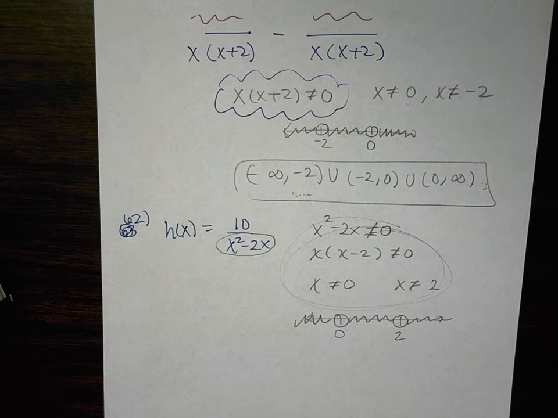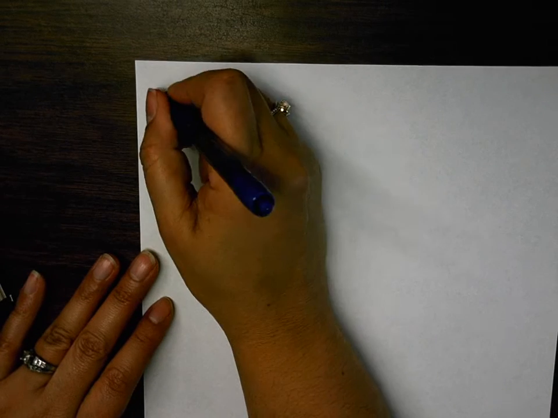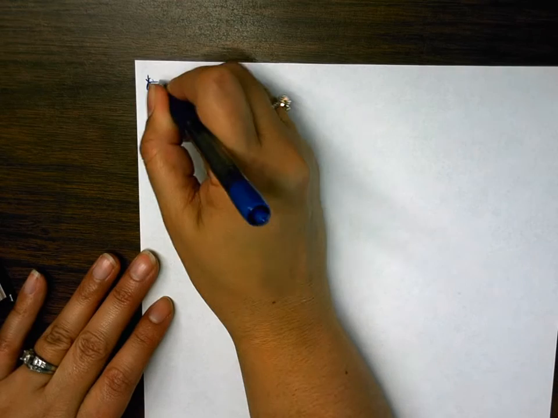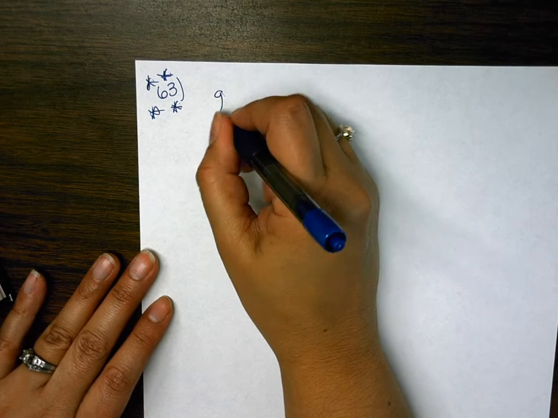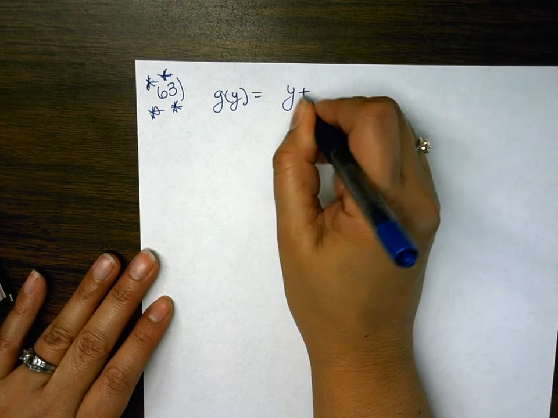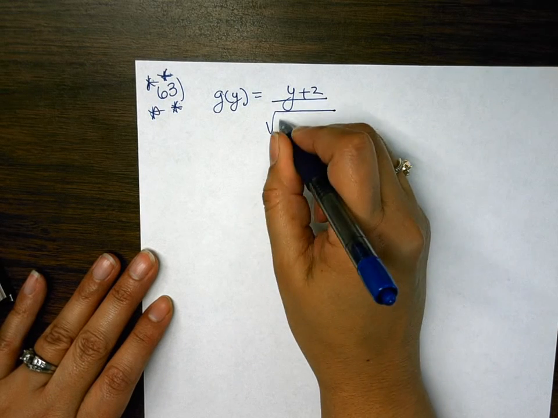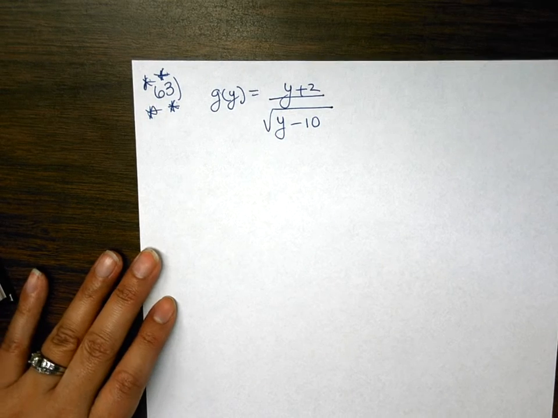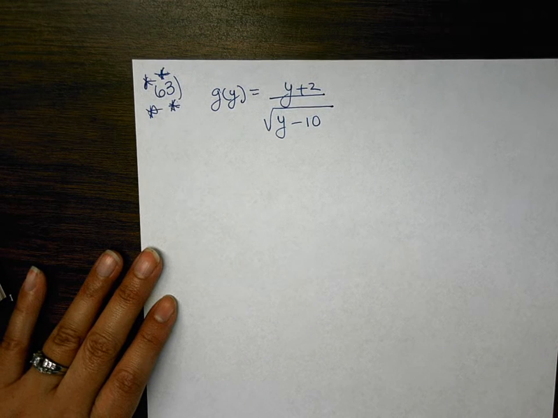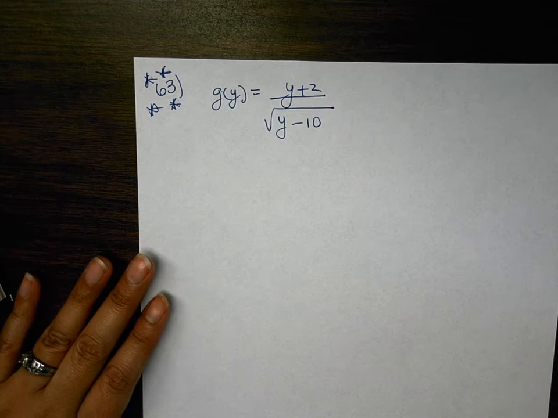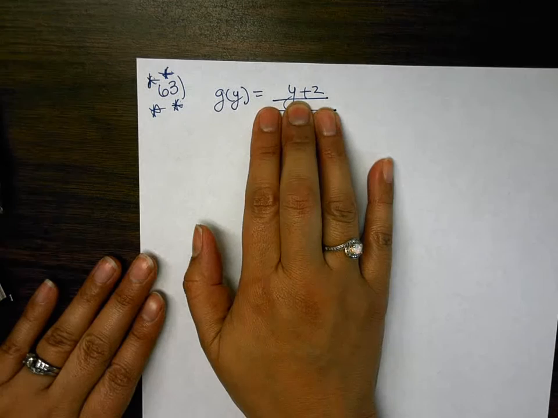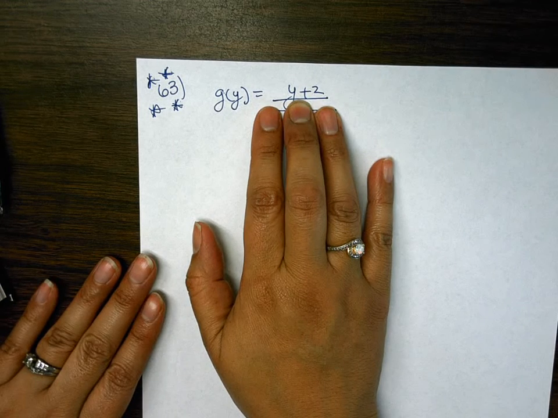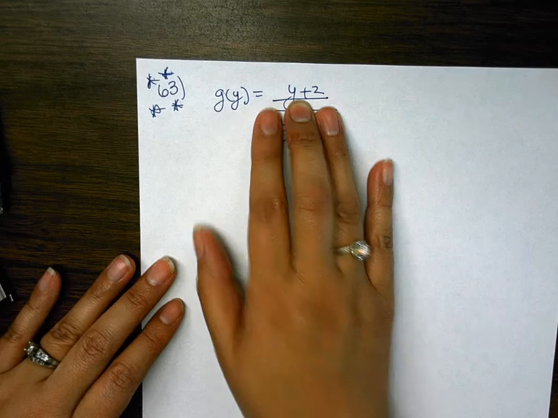Okay, 63, like number 60, is another one that's missed quite often on the test. So please make sure you are paying attention. G of y equals y plus 2 over the square root of y minus 10. Do you guys agree? Okay. First, look at the top. Does the top have any restrictions with y plus 2? No, we don't have to worry about the numerator if there's no restrictions up there.